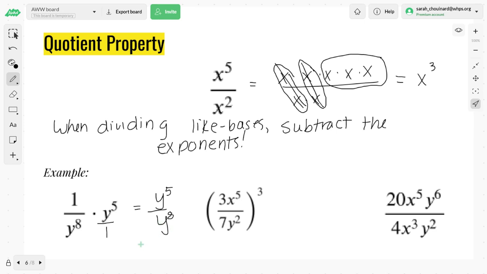And for now, 5 minus 8, let's just say that's y to the negative third power. Later, we're going to talk about what a negative power does. But for now, we're just going to leave it as y to the negative third.